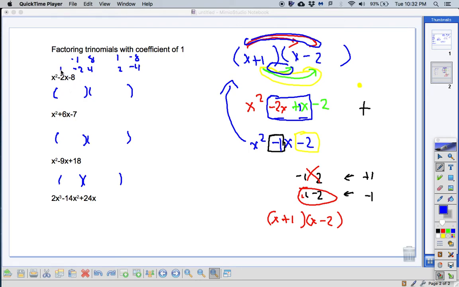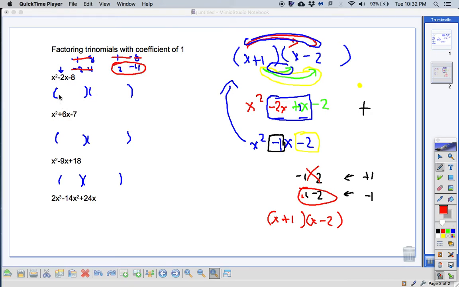Now I'm looking at the middle term, and the middle term is negative 2, so I need them to add to negative 2. So if I look at this set, I'm going to change color so I can cross things out. It says negative 1 plus 8, that is 7, which is not negative 2. Here I got 1 minus 8, which is negative 7, which is not negative 2, so that's gone. Here I got negative 2 plus 4, which is positive 2, close, but no. Here I got 2 minus 4, which is negative 2. That is what we're looking for, negative 2.